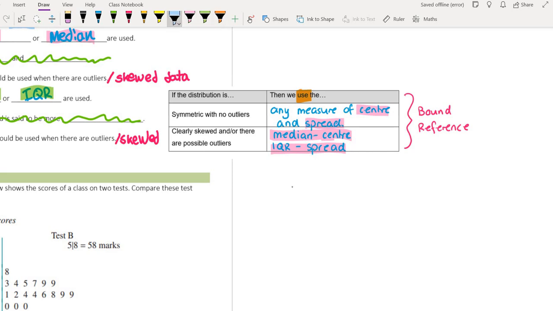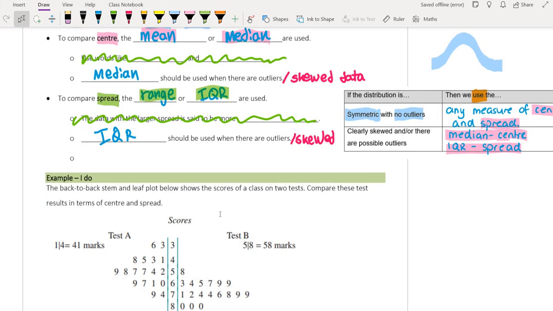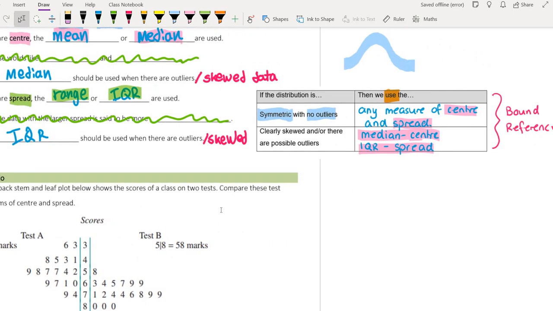So let's say you have a bunch of data and you know the data is symmetric. So when you have a graph, it's going to sort of form this formation and it has no outliers. You're really lucky, which will happen very rarely. But if this happens, you can use any measure of center and spread. So you can use any of these four. We've got the mean, median for center, and range and IQR for spread. You can use anything you like.